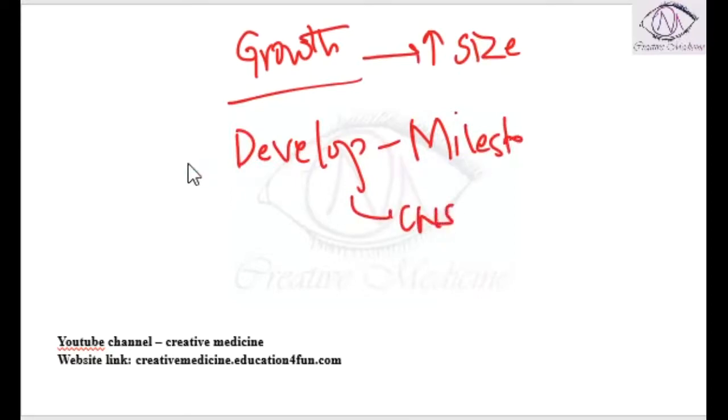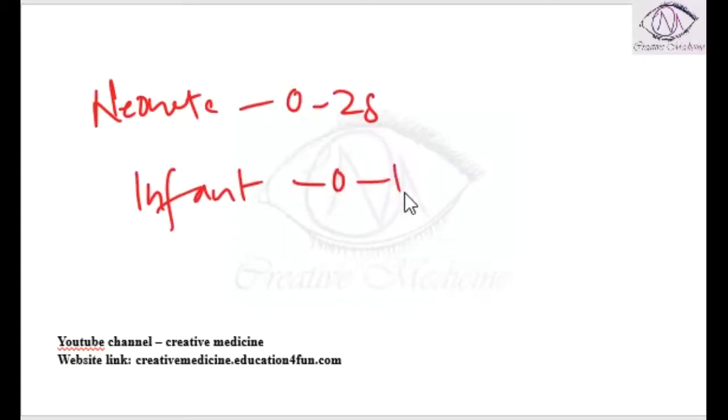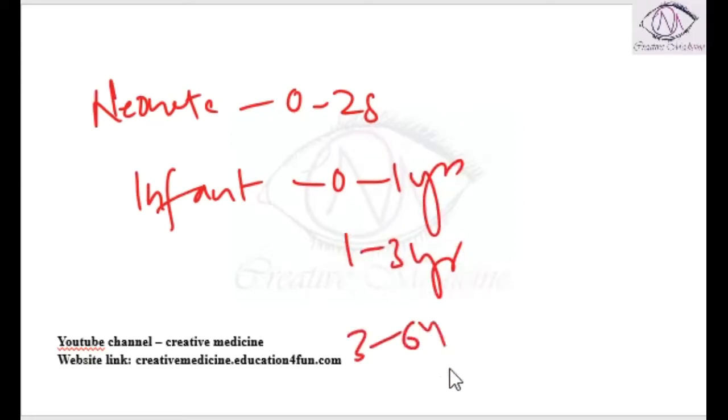Postnatal. Neonate is anyone who is between 0 to 28 days of life. Infant is 0 to 1 year. Toddler is 1 to 3 years. Preschool is 3 to 6 years. School is 6 to 12 years. Adolescent is between 10 to 19 years.